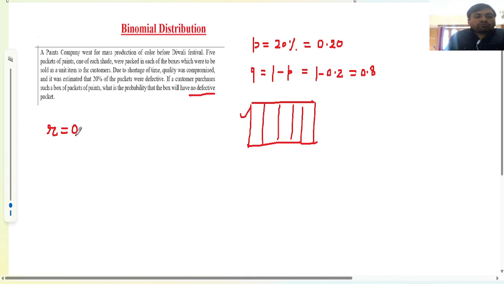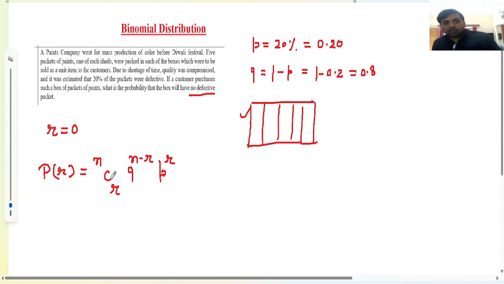Now we will see the formula for probability in binomial distribution. The formula is P(R) equals nCR, Q raised to the power n minus R, and P raised to the power R. First we will see what is n, what is R, what is n minus R, P, Q. So P is the probability of success. This question is based on defect, so P equals 0.2. And with this calculation, Q equals 0.8. So Q and P are clear.